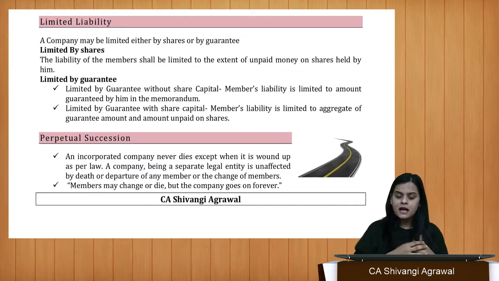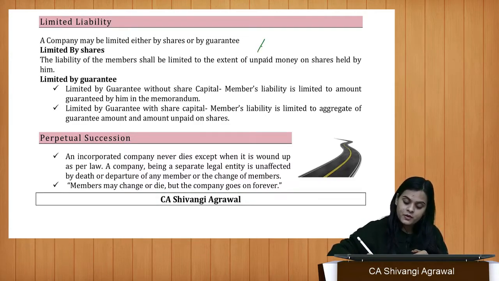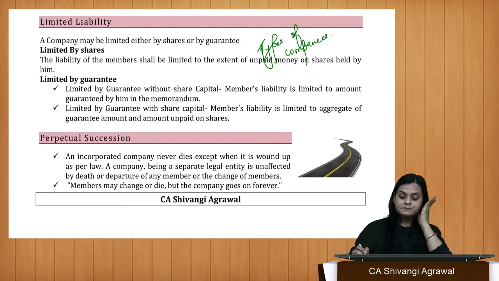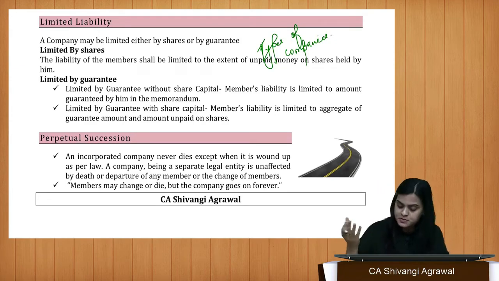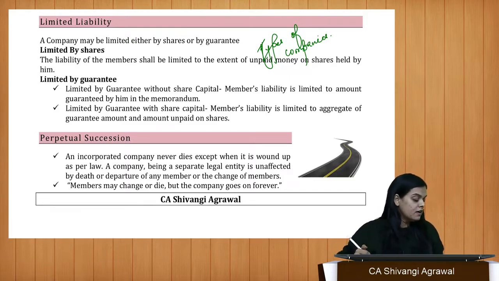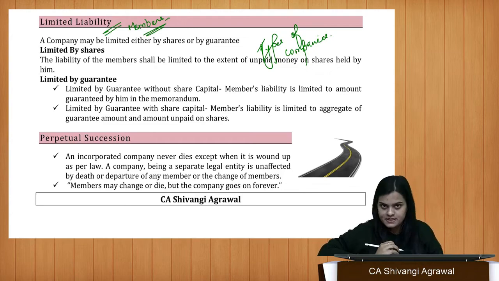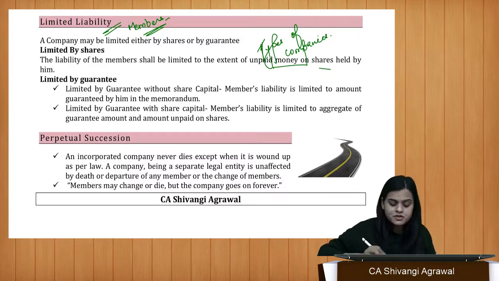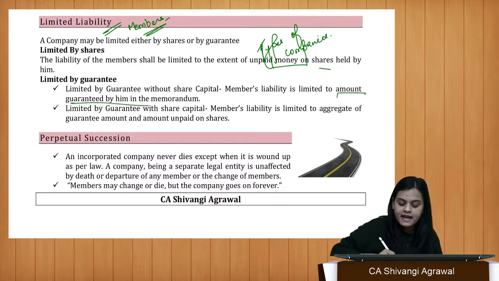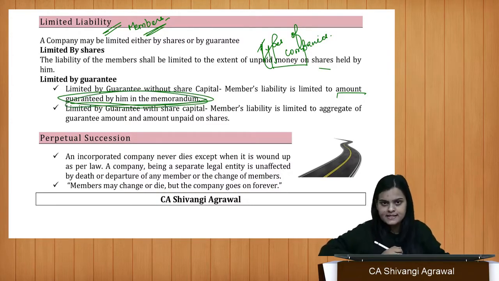We will discuss limited liability when we discuss the different types of companies. So when we discuss the different types of companies, we also will discuss about this. Okay, that is, what is a limited company, what is an unlimited company. So we also have an unlimited company. So in all these cases, the members have limited liability. Company still has unlimited liability. The members have limited liability. It will either be limited to the amount unpaid on shares, or to the amount that they have guaranteed. Clear?